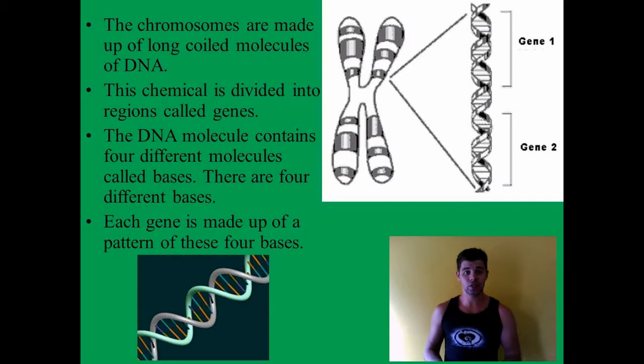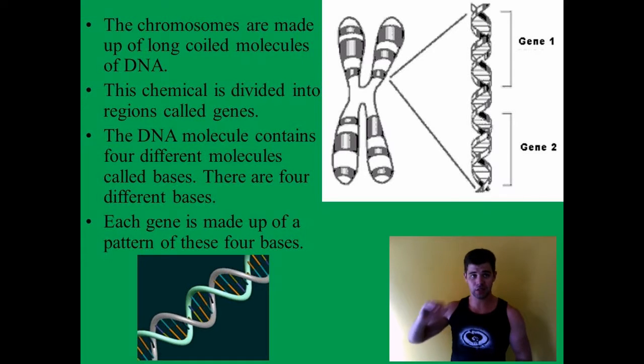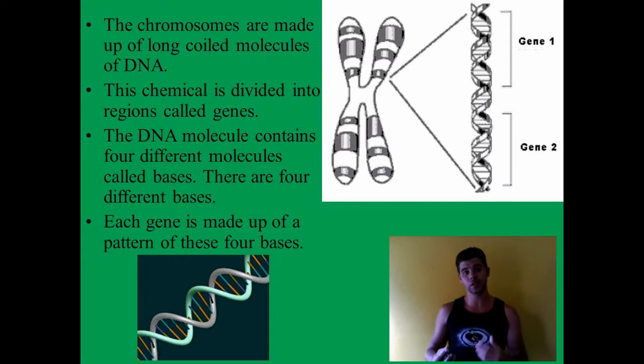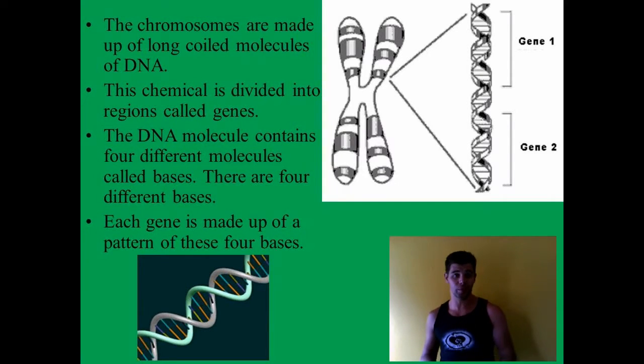Okay, and a DNA molecule contains 4 different molecules, each called bases. So going from highest to lowest, you've got your chromosomes, which contain long coils of DNA. These DNA are based in regions on the chromosome, which are called genes. And each individual DNA molecule has got 4 different bases that make up your coding. So everything that your body does is coded by 4 different bases at the most fundamental level. Okay, and each gene is made of a pattern of these 4 bases.